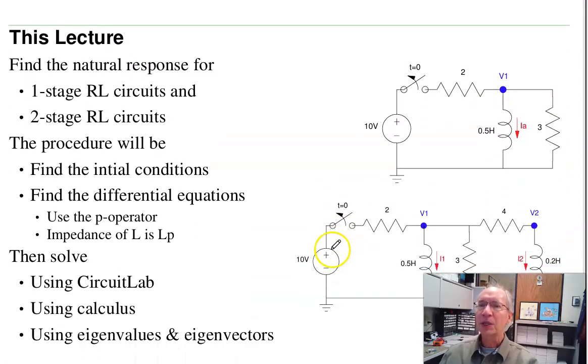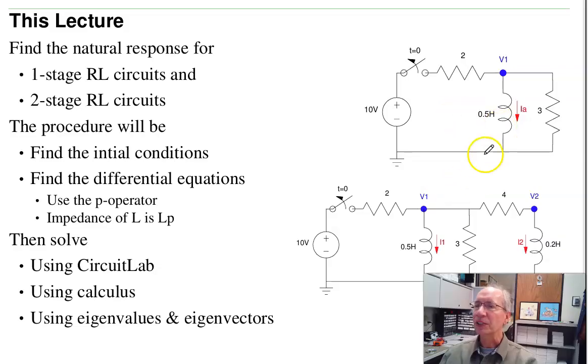In this lecture, we're going to do the same thing with RL circuits. So I close the switch, provide energy in the inductor at t equals 0, that's your current through the inductor. Then I open the switch. How does the energy decay?